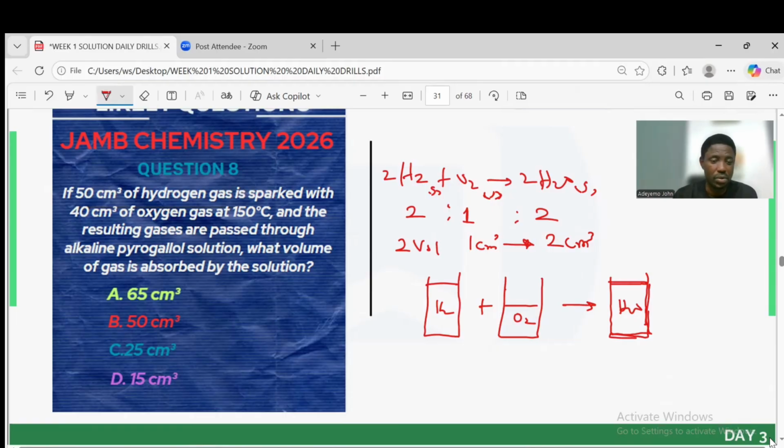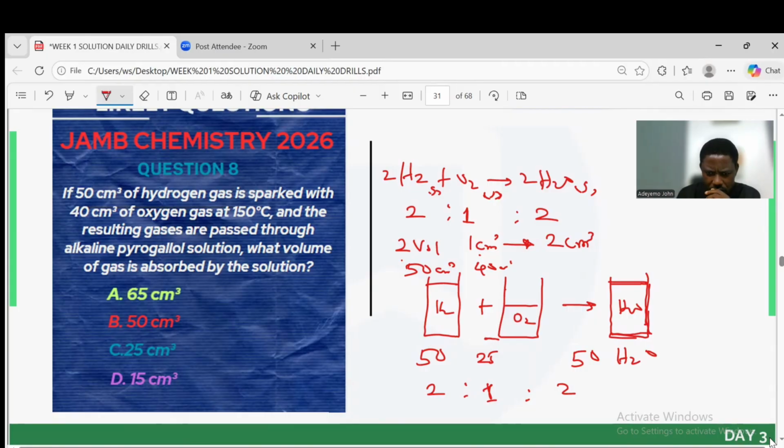So that's what it is. If 2 cm cube of hydrogen will pick this, but they started with 50 cm cube of hydrogen and 40 cm cube of oxygen. So of course, for 50 cm cube of hydrogen, we only pick 25 of oxygen to produce 50 of steam, because we are talking about a 2:1 ratio. That's the ratio in which they react. So you see that 50 cm cube of steam will be produced, all right?